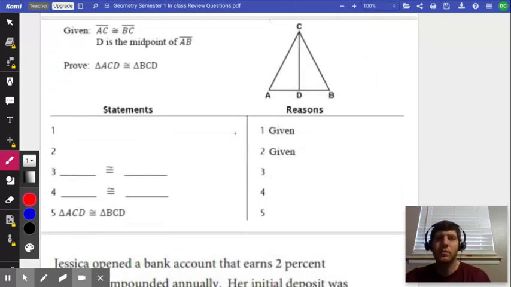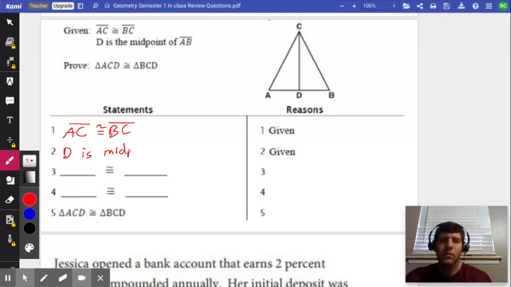All right, the next one here, two things are given to us. Segment AC is congruent to segment BC, so we can fill that in. Okay, and then D is the midpoint of segment AB. Okay, so we can fill in AC is congruent to BC on our diagram, and then D is the midpoint of AB. Okay, let's use the midpoint.